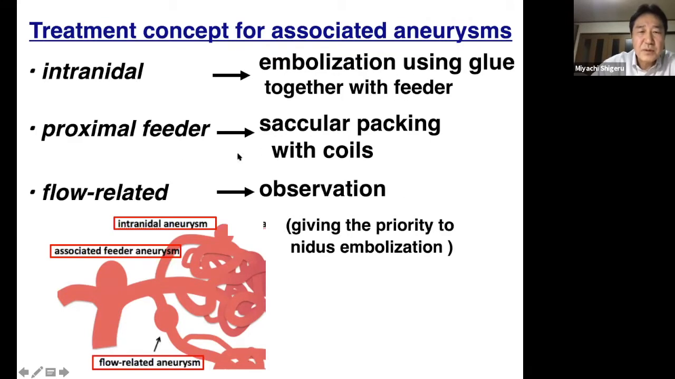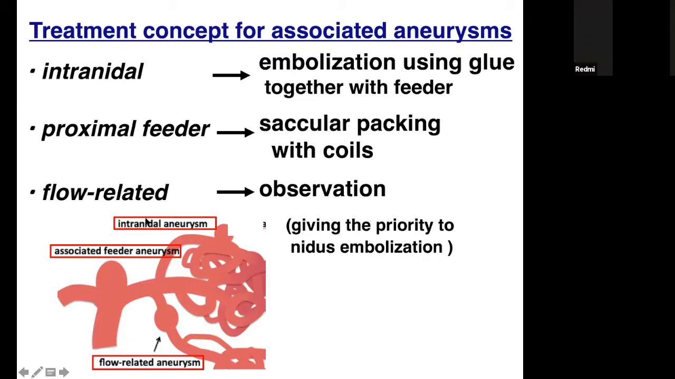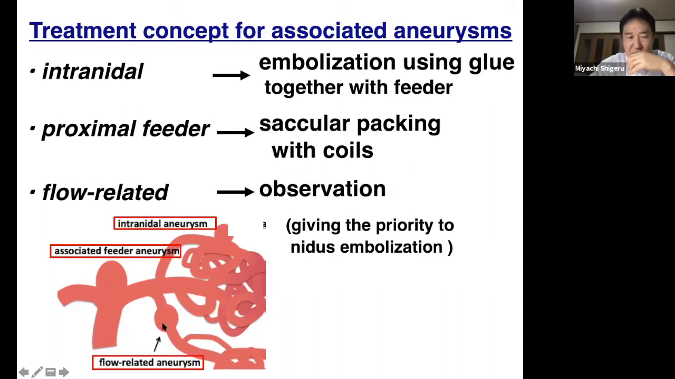Proximal feeder aneurysm is in the same situation as the usual ruptured intracranial aneurysm, so we pack coils inside it. But the flow-related aneurysm is usually observed. Nidus embolization has priority, and after that, this flow-related aneurysm will spontaneously shrink, so we can observe it.